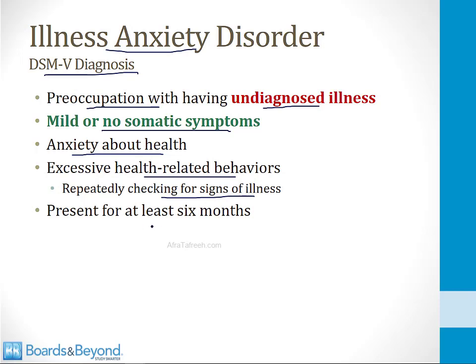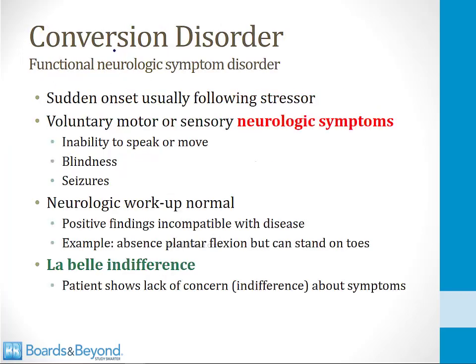And this also has to be present for at least 6 months. And if these criteria are met, then this patient meets the DSM-5 diagnostic criteria for illness anxiety disorder. Conversion disorder is also called functional neurologic symptom disorder, and it gets this name because it always involves neurologic symptoms.